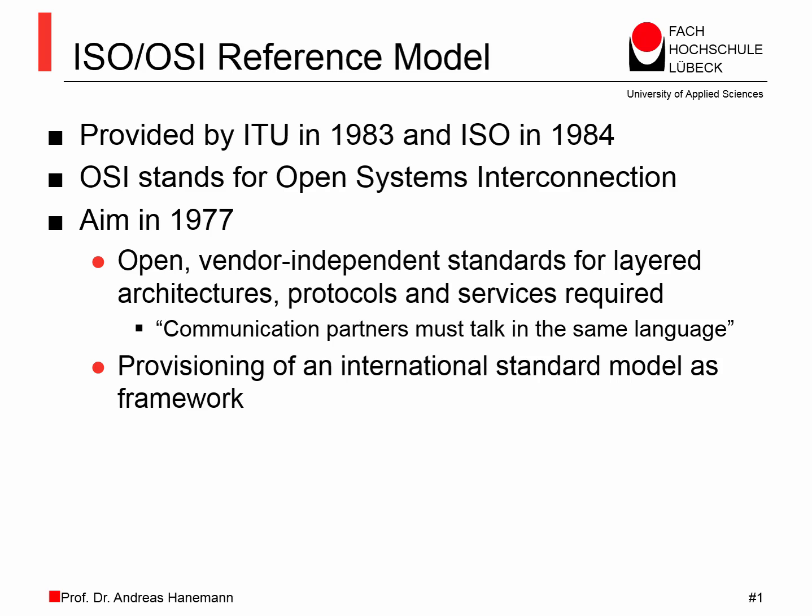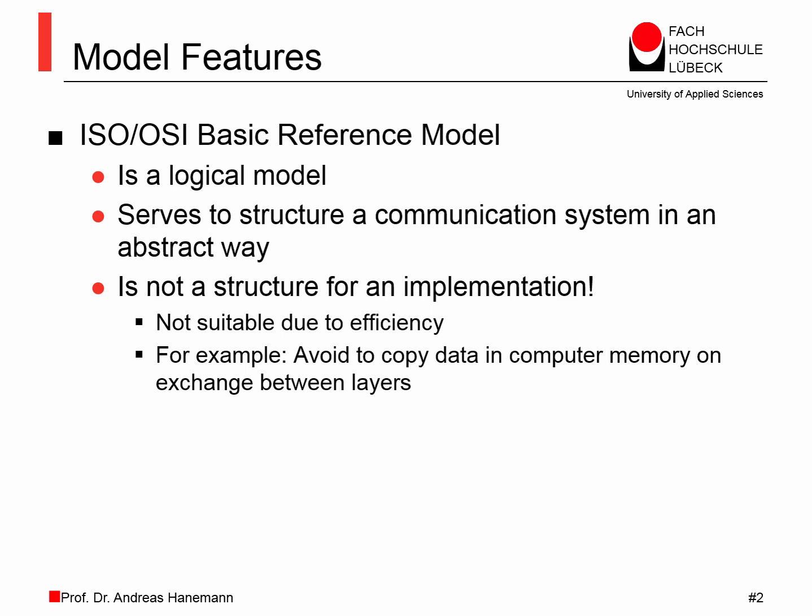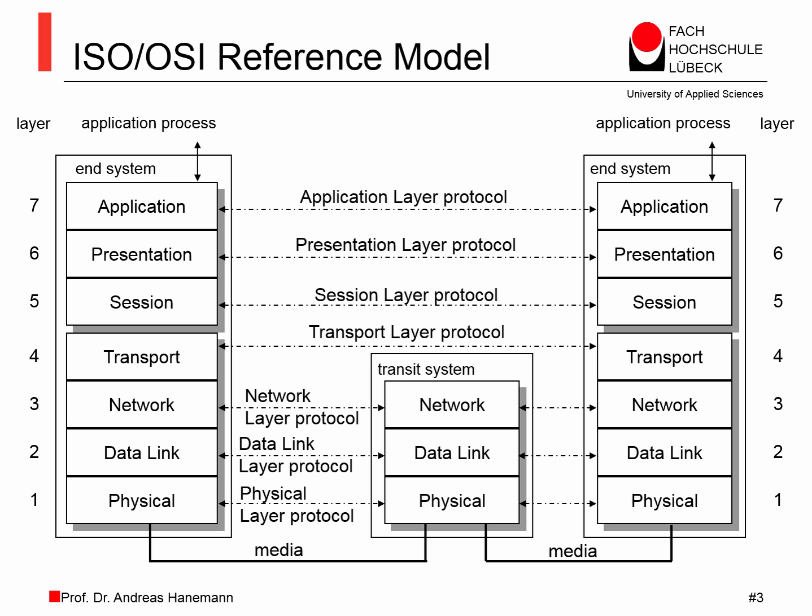The main idea is to use a layered model where lower layers implement a basic functionality which can be used by higher layers. The OSI model is a logical model which provides a general structure for a communication system. However, it is not well suited to be directly implemented in software. Such an implementation would be quite inefficient due to the clear separation between the layers. As a result, many unnecessary copy operations in computer memory would be necessary.